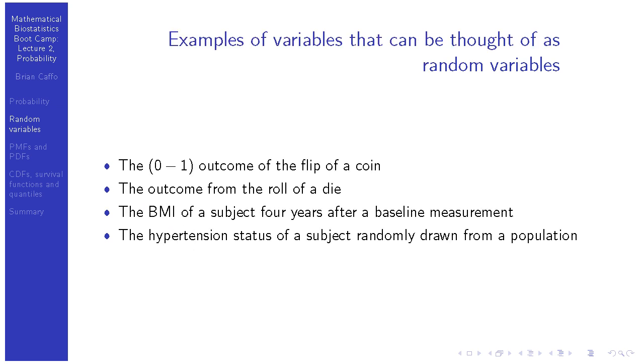Let's go through some simple examples of variables that can be thought of as random variables. If you flip a coin, the head or tail, 0 or 1 outcome of a coin flip is clearly a random variable. If you roll a die, the 1, 2, 3, 4, 5, 6 outcome from rolling a die could be modeled as a random variable. And again, I should say could be modeled as a random variable.